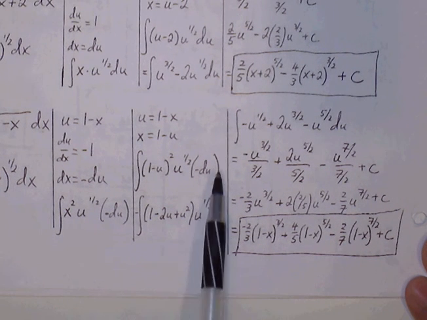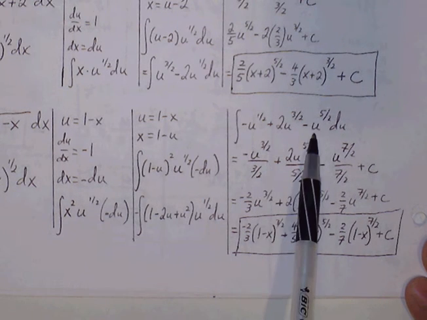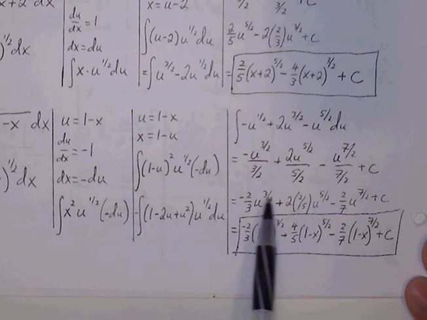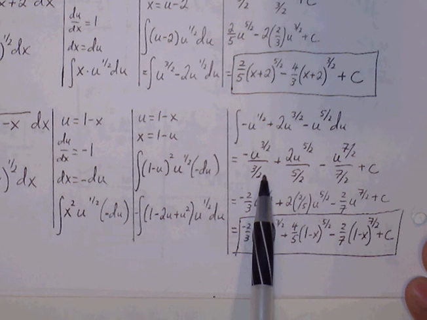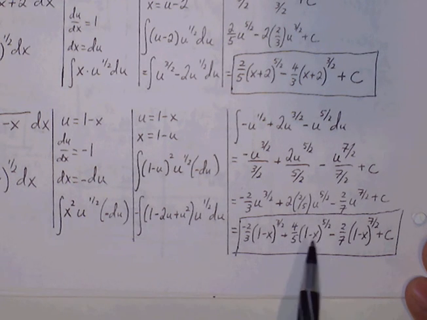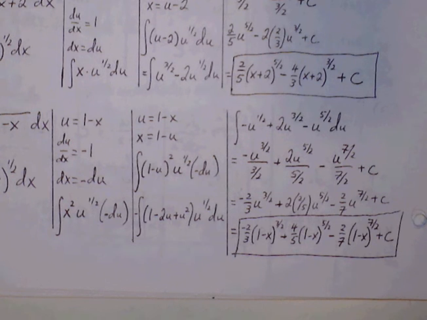So once we have all the terms separated, apply power rule, bring the denominators up to the top, bring the fractions up to the top, and then combine any terms that we can, and finally replace your u back in terms of x.